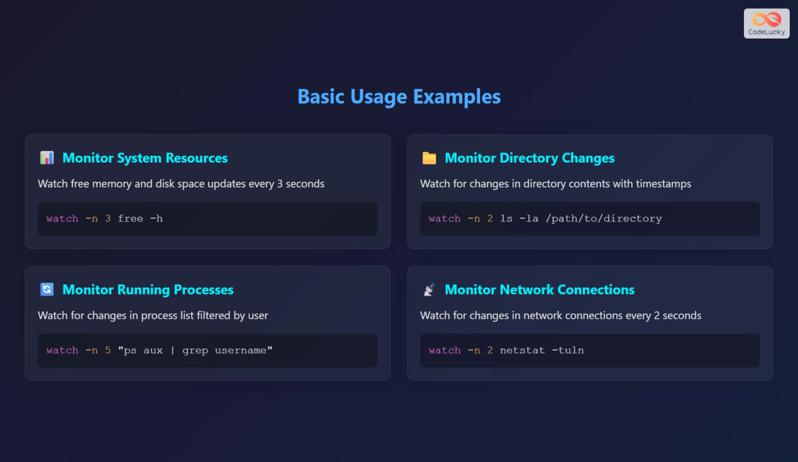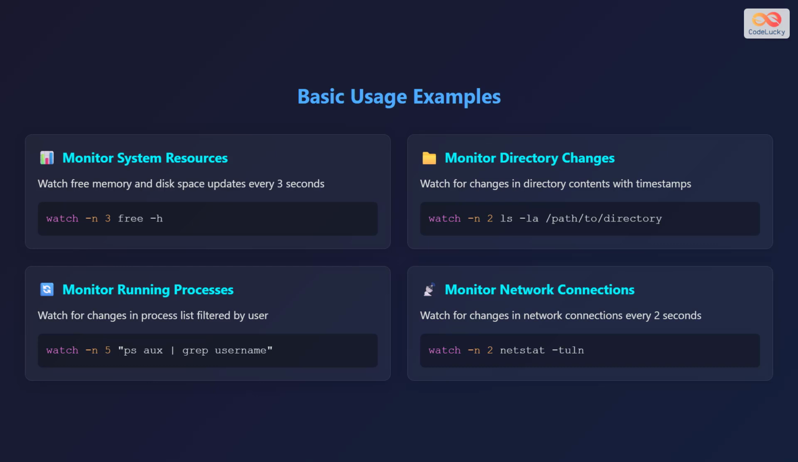Let's look at some basic examples of the watch command in action. First, to monitor system resources, use the command watch -n 3 free -h. This will watch free memory and disk space updates every 3 seconds. Second, to monitor directory changes, use the command watch -n 2 ls -la /path/to/directory. This command allows you to watch for changes in directory contents with timestamps.